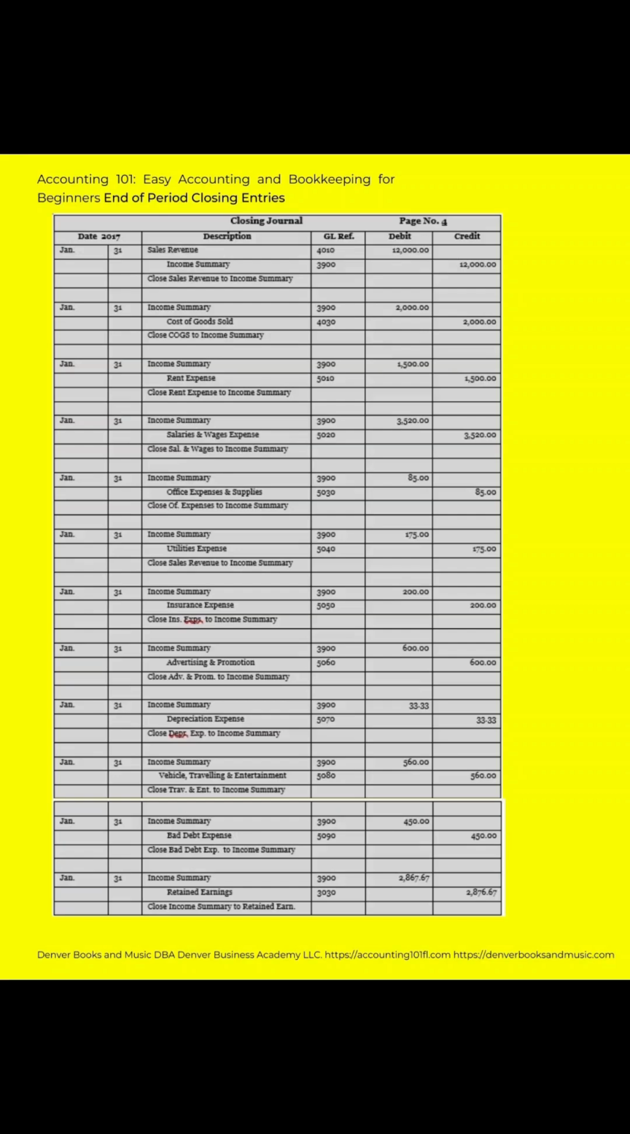Net income or loss is shown at the bottom of the firm's income statement for the period. It is the net difference between the total revenue amounts and total expenses for the period, and the net income or loss is added to the retained earnings account shown in the balance sheet.